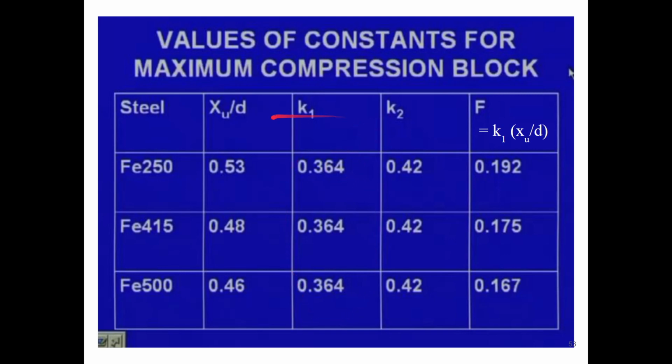So that is constant, 0.364, and K2 is the distance of the center of compression from the topmost extreme compression fiber. That is also constant, 0.42. These two are constant for the limit state method. Using this and the critical XU by D values, 0.53 for Fe 250, 0.48 for Fe 415, 0.46 for Fe 500, we get capital F as 0.192 for Fe 250, 0.175 for Fe 415, and 0.167 for Fe 500.